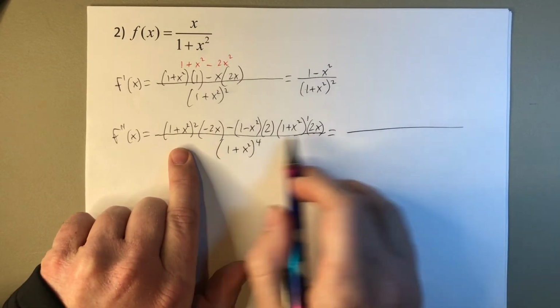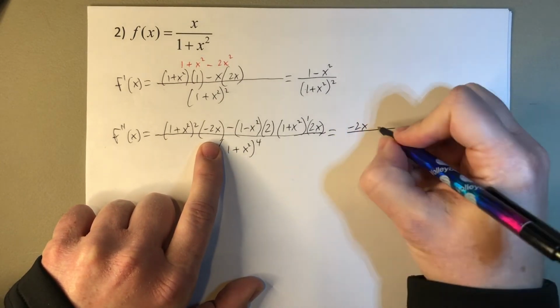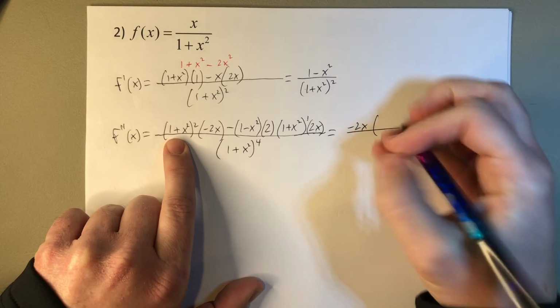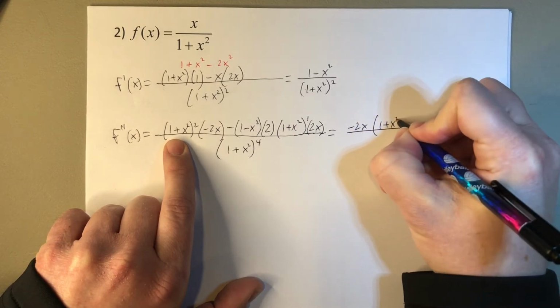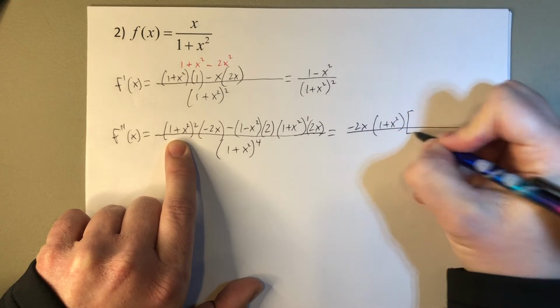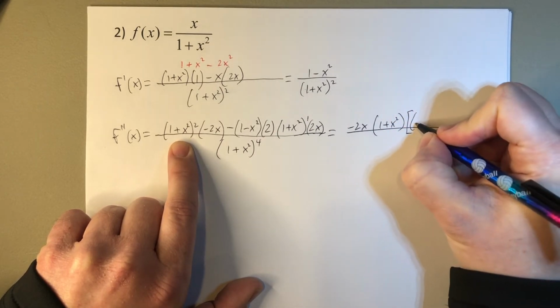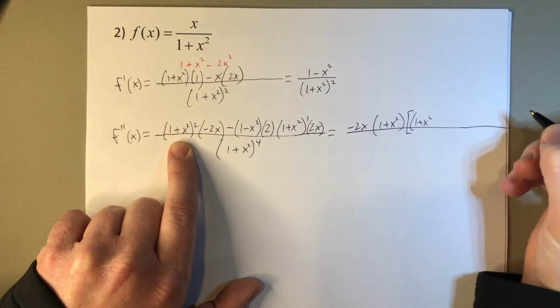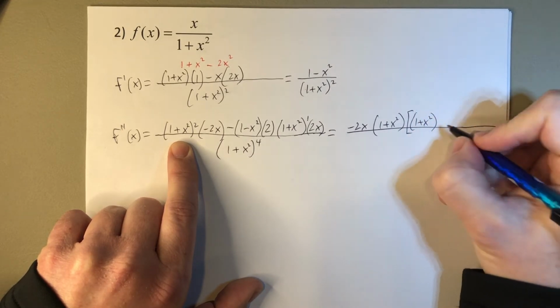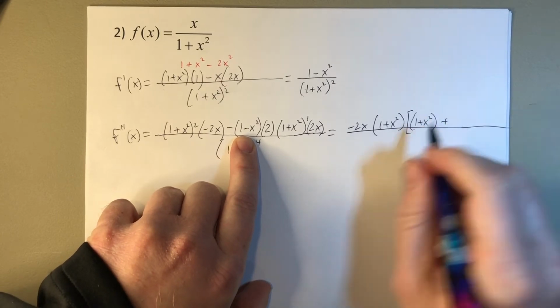So I'm going to look at this as follows. I'm going to say it's the same as negative 2x, and I have one of these in common, so times the quantity of 1 plus x squared. And then what has to be left inside the brackets? I'm going to use brackets here. Well, I have the quantity of 1 plus x squared plus, let's see. I changed to a plus, right?